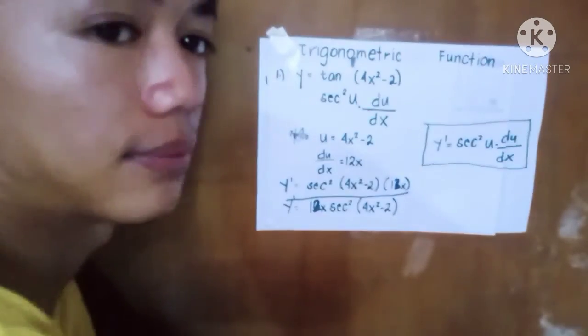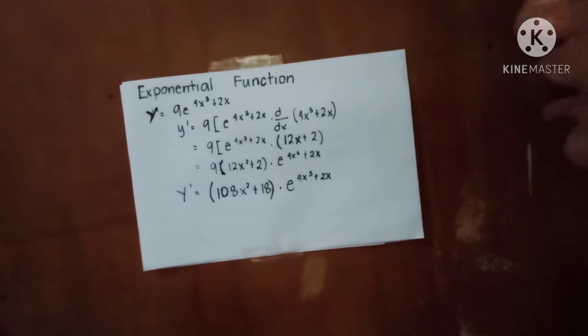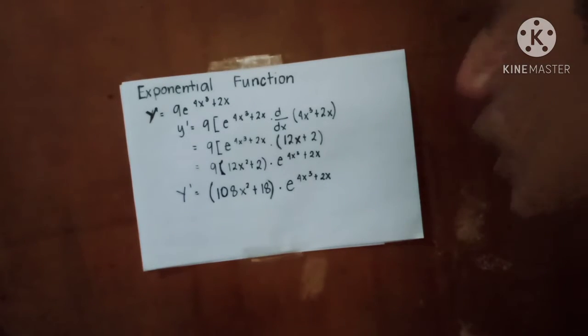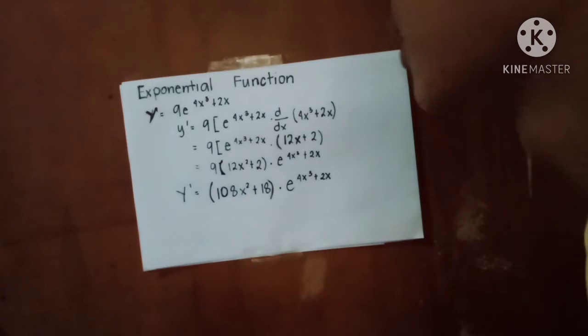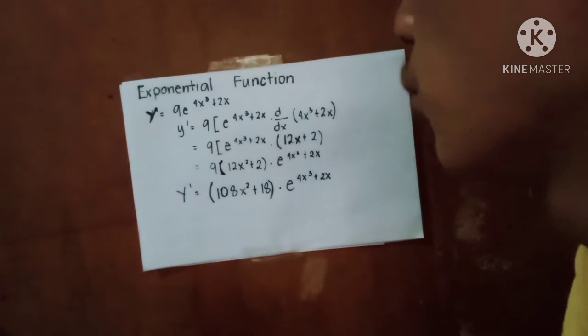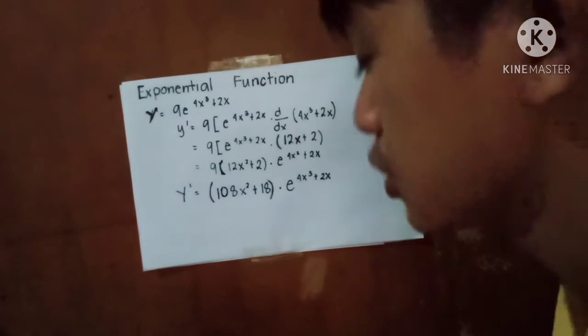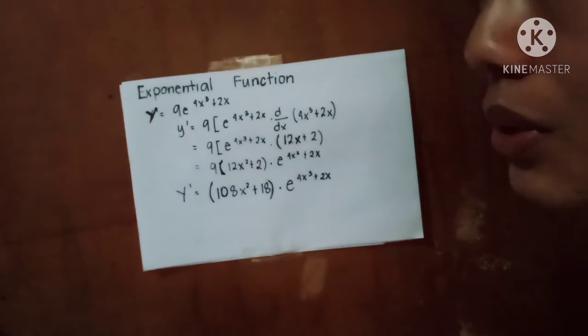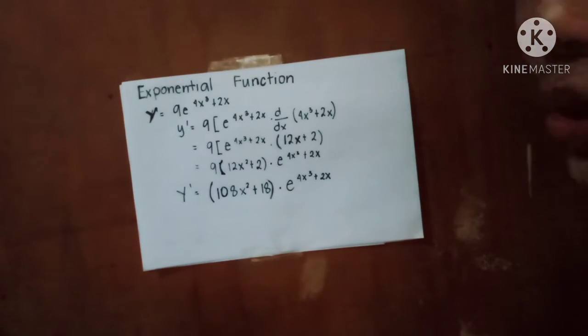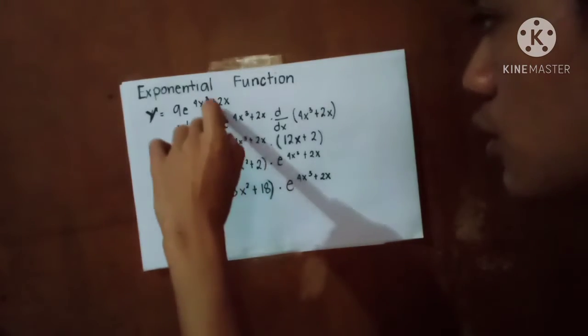Yun lang. How to find the derivative of exponential function. So, ang first gagawin natin is titingnan natin yung ating equation: 9e to the 4x cubed plus 2x. So, ang gagawin natin dito is set aside muna natin ang ating constant at mag-focus tayo sa ating function. So, set aside natin yung 9.